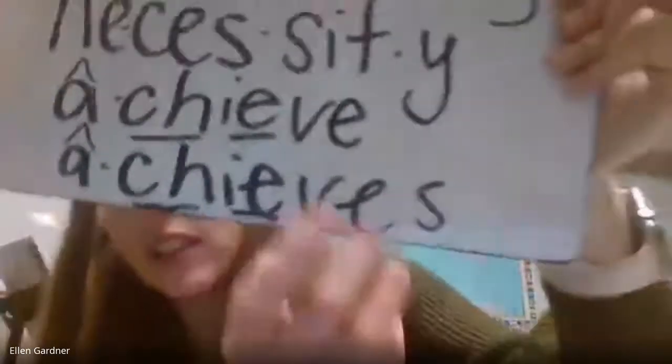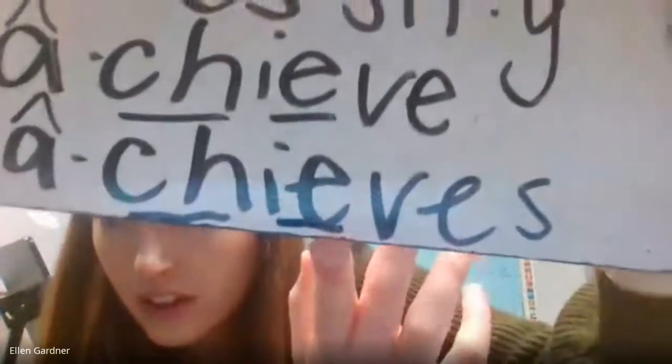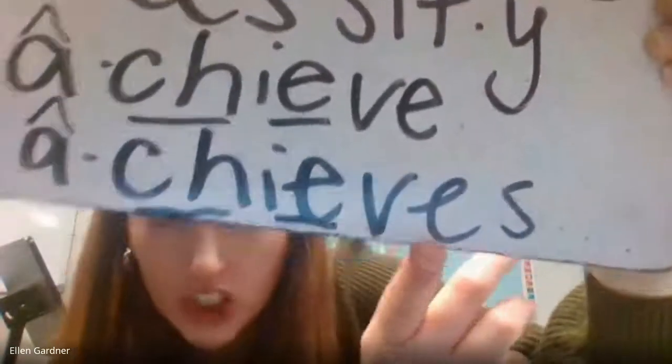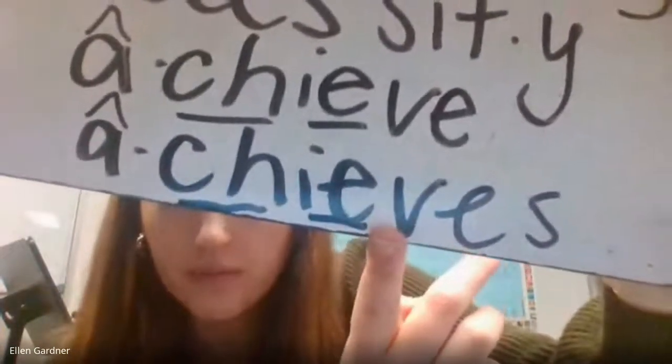Saw a lot of people flipping those letters or writing just an I. We needed to say achieves, though. And remember the spelling rule, I before E except after C. And when it sounds like A, achieve and achieves should look like this.